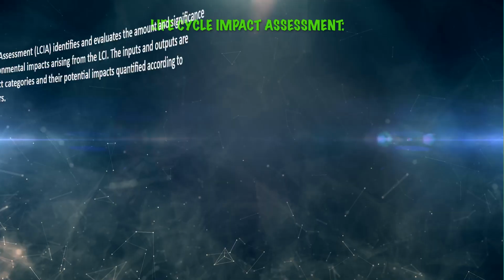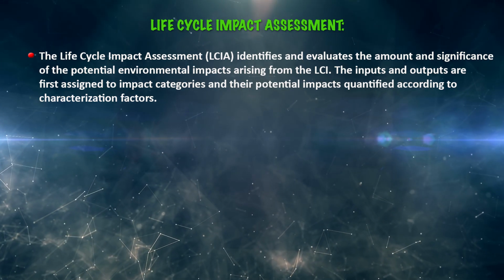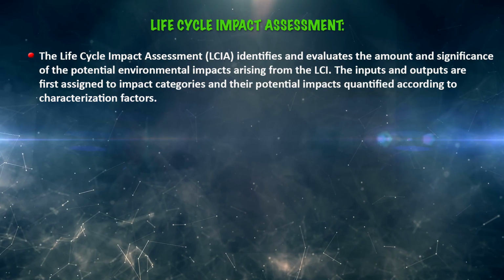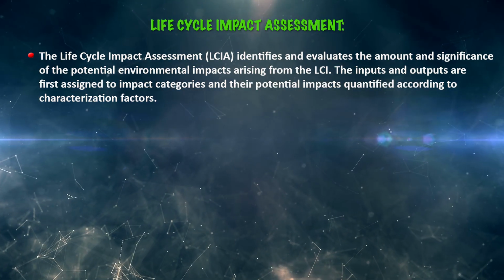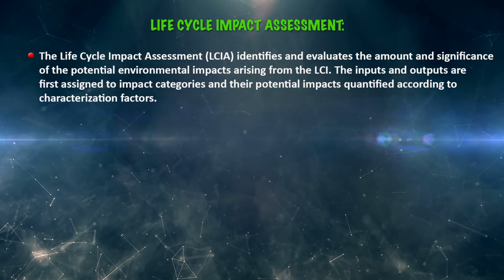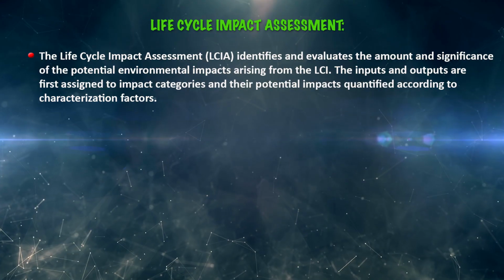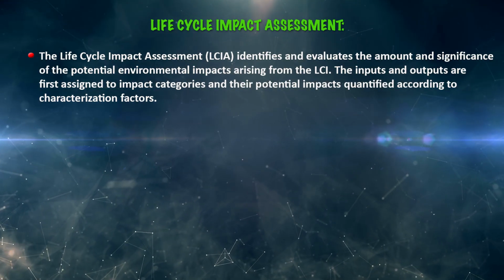Now we will come to the life cycle impact assessment. So it identifies and evaluates the amount and significance of the potential environmental impacts which arise from the life cycle. And then the inputs and outputs are first assigned to impact categories and their potential impacts are quantified according to the characterization factors.